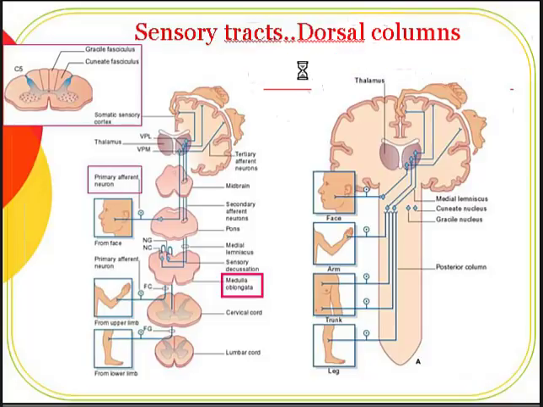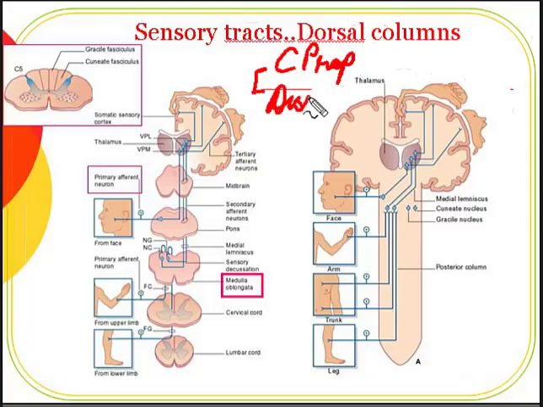Now, this tract is responsible for carrying proprioception. And if you remember, proprioception was a muscle and joint sense. So it carries conscious proprioception. That means it reaches your conscious level. It carries a discriminative touch. So I'm going to just write it as this.